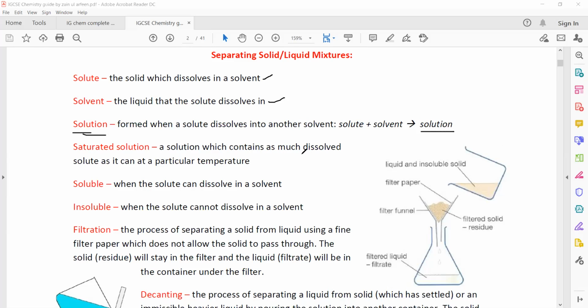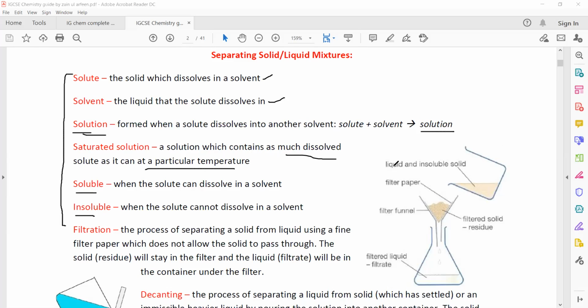Saturated solution: a solution which contains the maximum amount of dissolved solute it can at a particular temperature. We call that a saturated solution. Soluble: when the solute can dissolve, we call it soluble. If it does not dissolve, we call it insoluble. So these are the definitions which you have to learn or memorize. Take a screenshot, then I will explain.